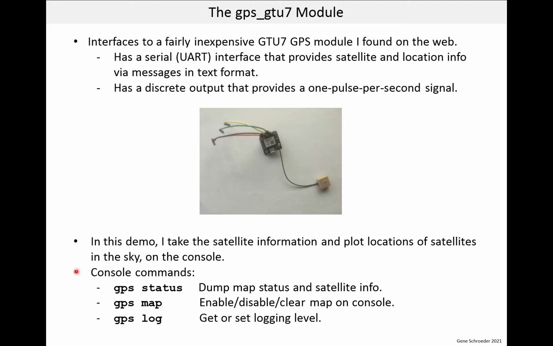This module supports these console commands here, and we'll look at those shortly. Before I get started, I'll mention this. I did not want the hardware model number, the GTU7, in the software APIs. So the file names use the term GPS GTU7, but the software just uses the term GPS. So that's a little violation of my module pattern.